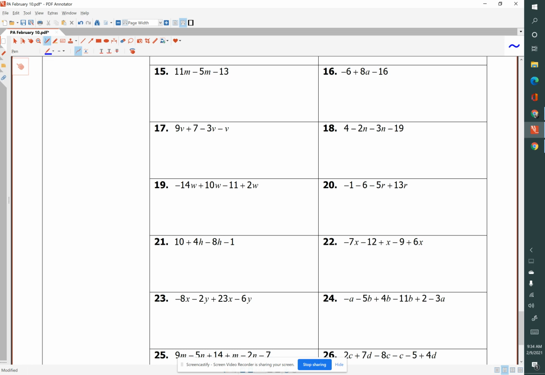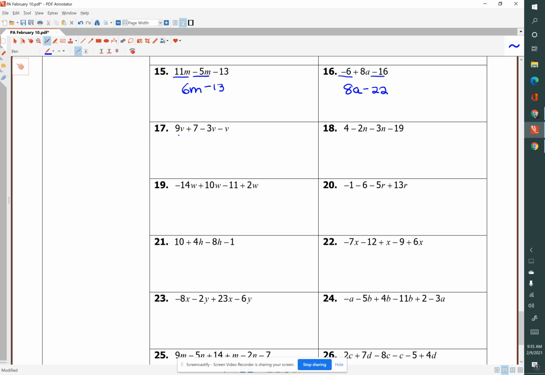Okay, I'm going to work 15 through 20 now. So 11m minus 5m is 6m. And then we have this negative 13 that we cannot combine. Okay, negative 6 plus 8a minus 16. We cannot combine 8a with anything, so we write 8a, and we have negative 6 minus 16 is negative 22.